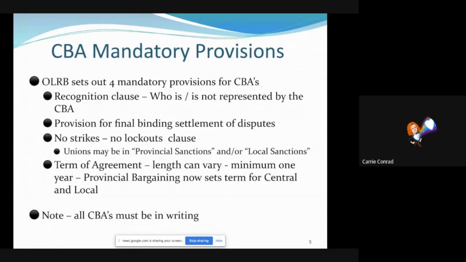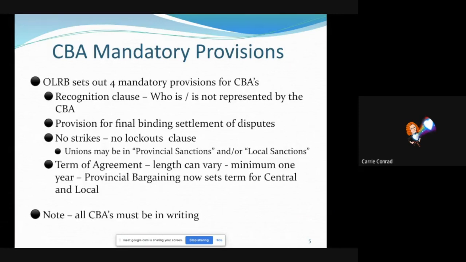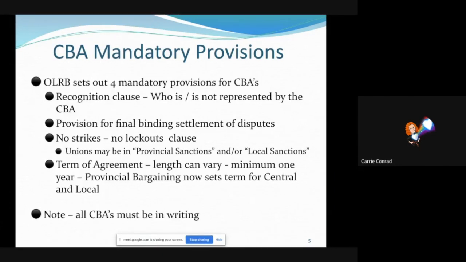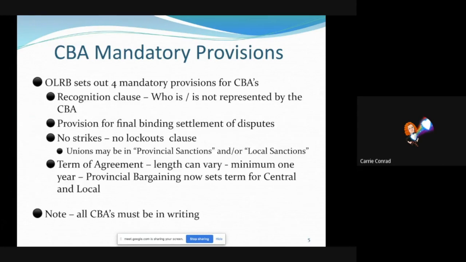A collective bargaining agreement has 4 mandatory provisions, and they are set out in the Ontario Labour Relations Act. First is the recognition clause. That clause identifies who is represented by the collective agreement, but also who is not represented by the collective agreement. There are provisions for final binding settlement of disputes. There is a no strike, no lockout clause. Important to know, as we've evolved to a two-tier bargaining model, school boards may find themselves in either provincial sanctions and or local sanctions with their local unions.